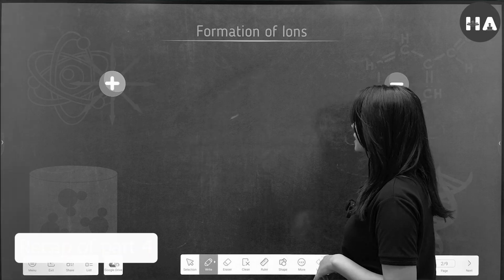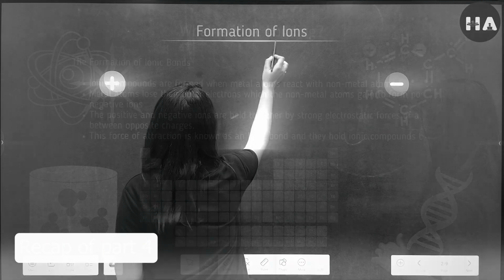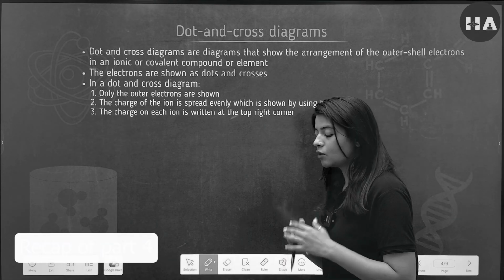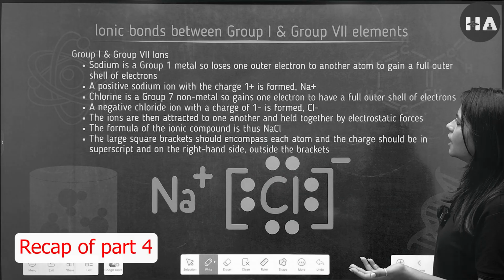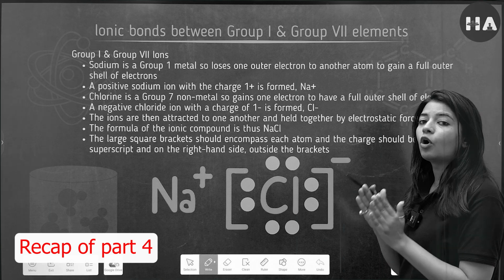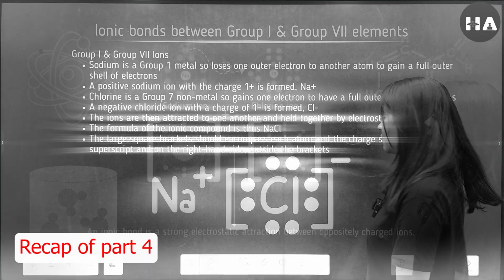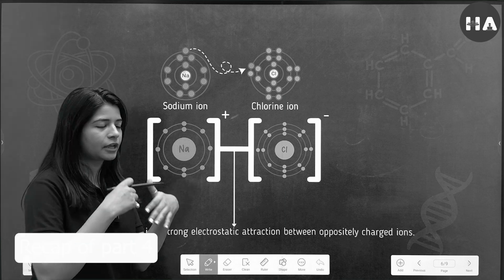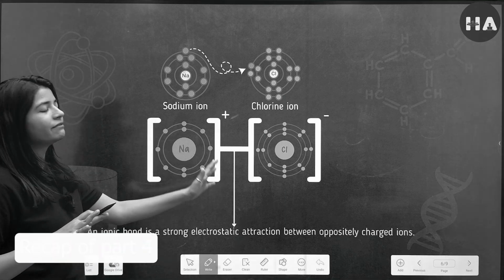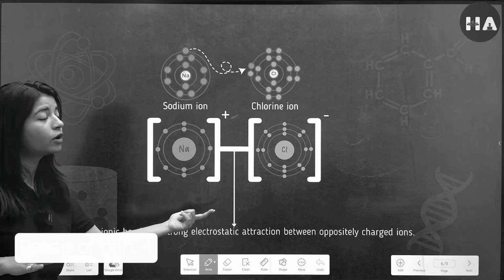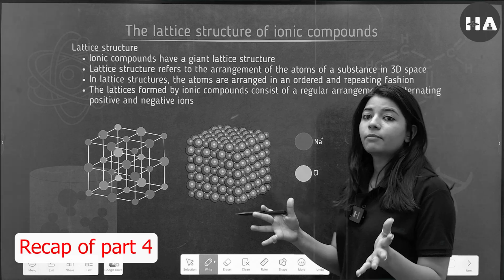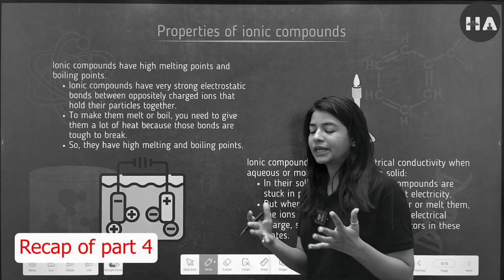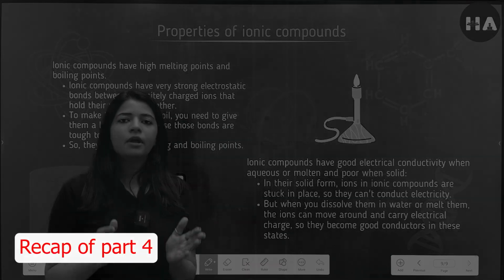Ions. Ions are nothing but charged species. So what are ionic bonds? Dot and cross diagrams. Now what are dot and cross diagrams? Now let's move on to the ionic bond which is formed between group 1 and group 7. Diagrammatic representation of how sodium gives its electron to chlorine and how chlorine will possess a negative charge, and what type of bonding is between them. Now let's talk about the lattice structure of ionic compounds. Now what are properties of ionic compounds?